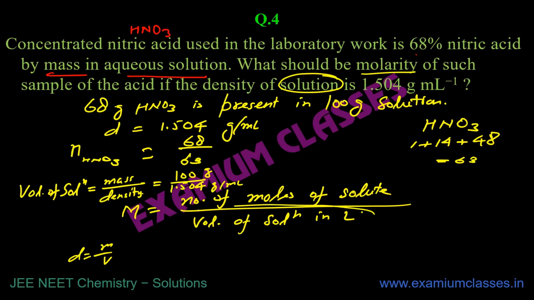So don't forget to divide it by 1000 to get it into liters. Otherwise, you are making a mistake. So these many milliliters, that is 100 divided by 1.504 into 1000 in denominator liters. Now you will substitute these values.